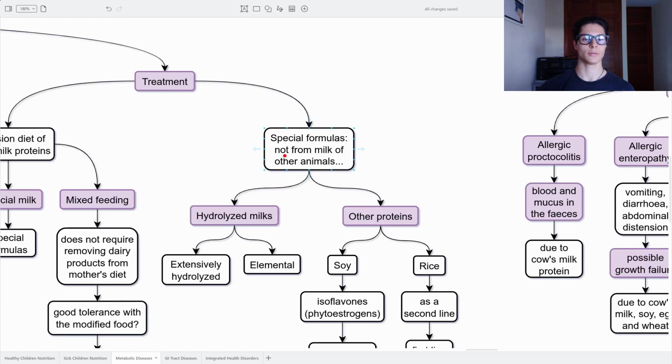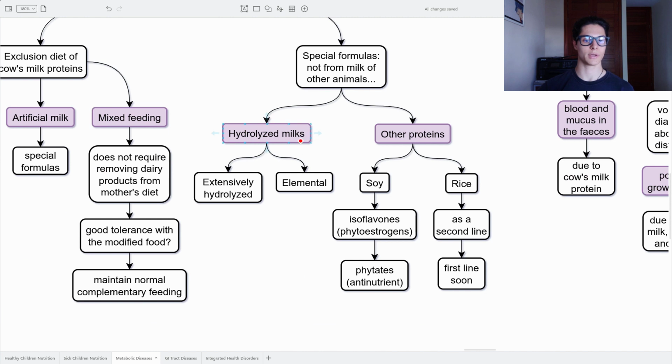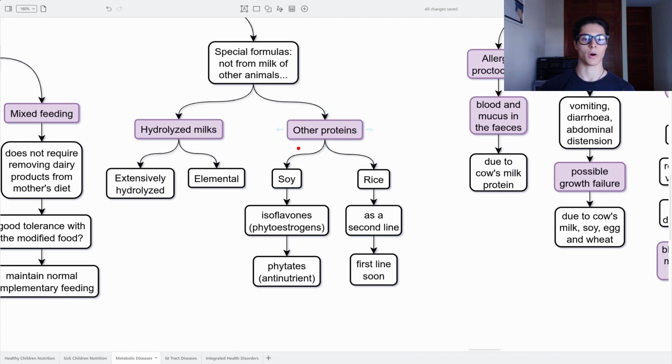Special formulas, not from milk of other animals. We have to use hydrolyzed milks, extensively hydrolyzed or elemental formulas, and from other protein sources such as soy. Soy, though, has a problem. It contains isoflavones, which are phytoestrogens, and also phytates, which are anti-nutrients. So these are things to take in account, because they can create a hormonal imbalance and lower the nutrient absorption. And rice as a second line, but soon it will become a first line.